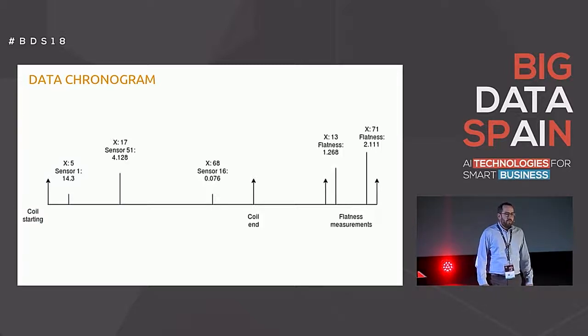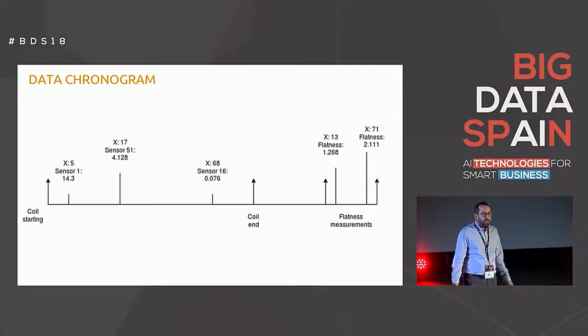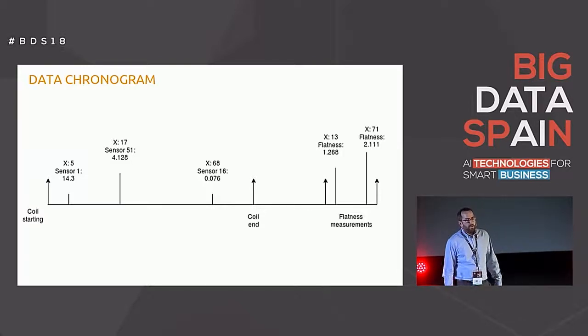Why? Because between the starting of production of the coil and the end of production, we receive a lot of event measurements. In each, for example, as we can see in this chronogram, you will receive from sensor 1, the variable 1, in the x coordinate 5, a value of 14.3. Or we receive different sensor information at different times during the processing.